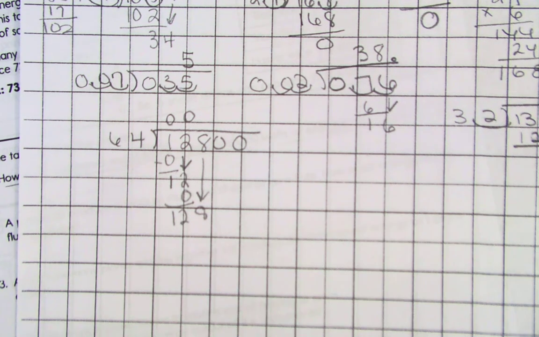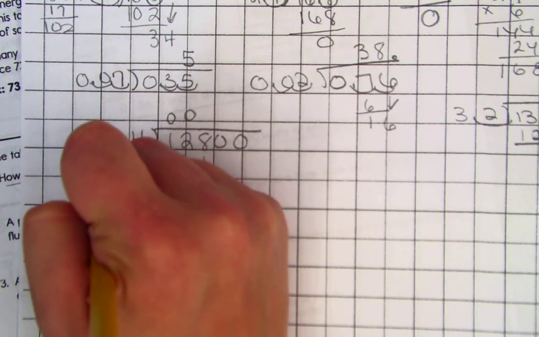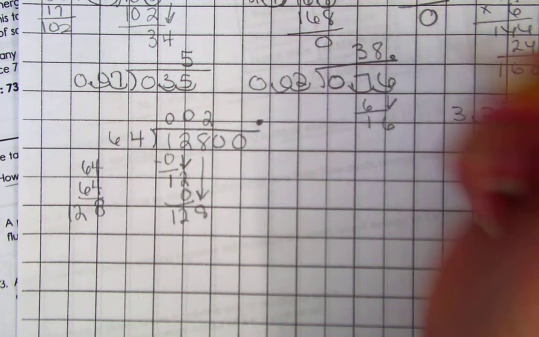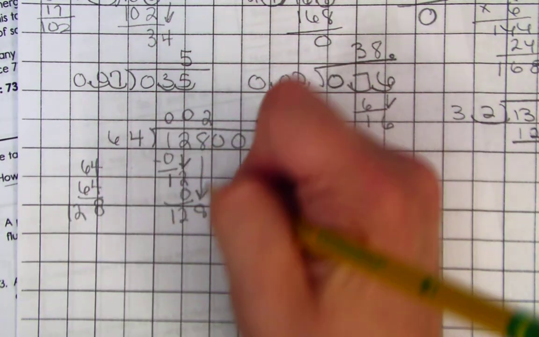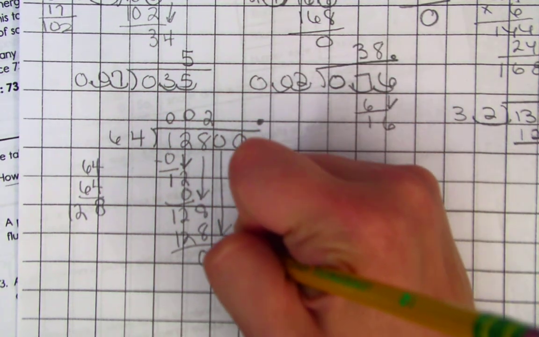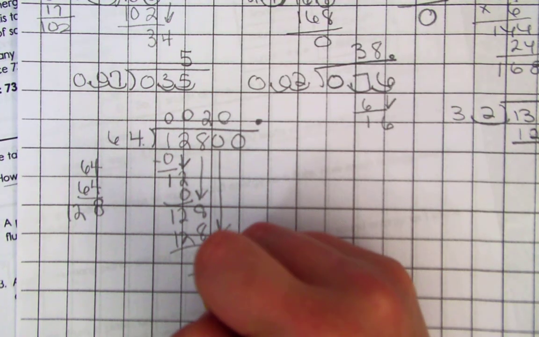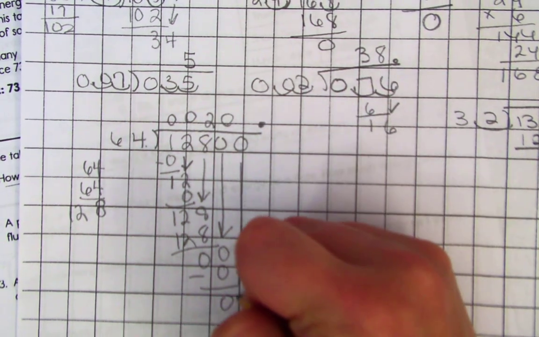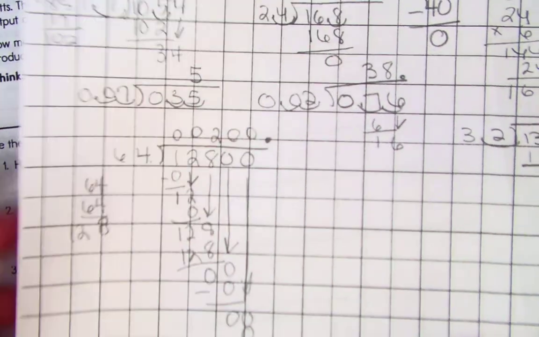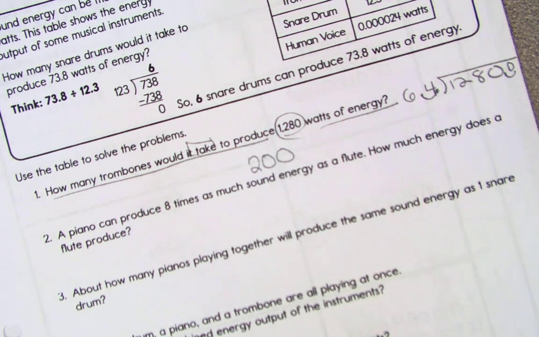Okay, 64 can go in 128. I think it's twice, but let me go over here and check. Yep, it's twice. Now remember, my decimal is over here. Okay? Goes in 128, 0. Bring down my 0. 64 can go into 0 0 times. Bring down my 0. 0 times 0. Therefore, my answer to this one is 200. Okay?